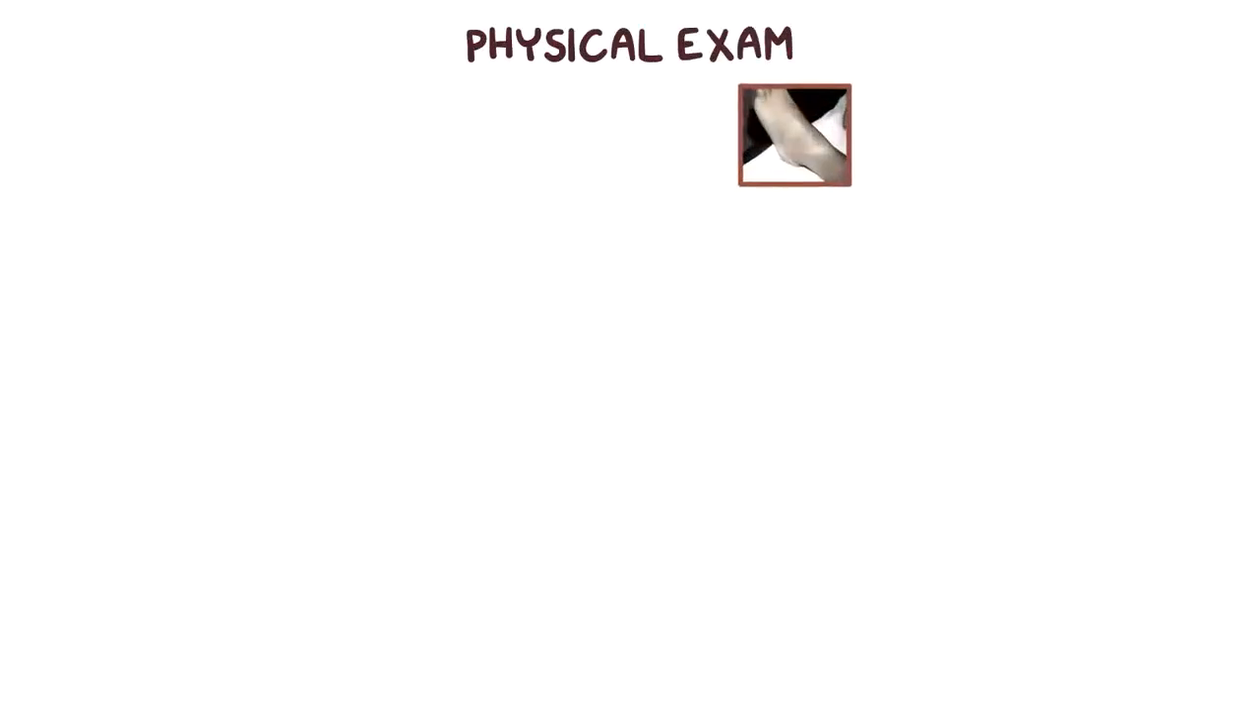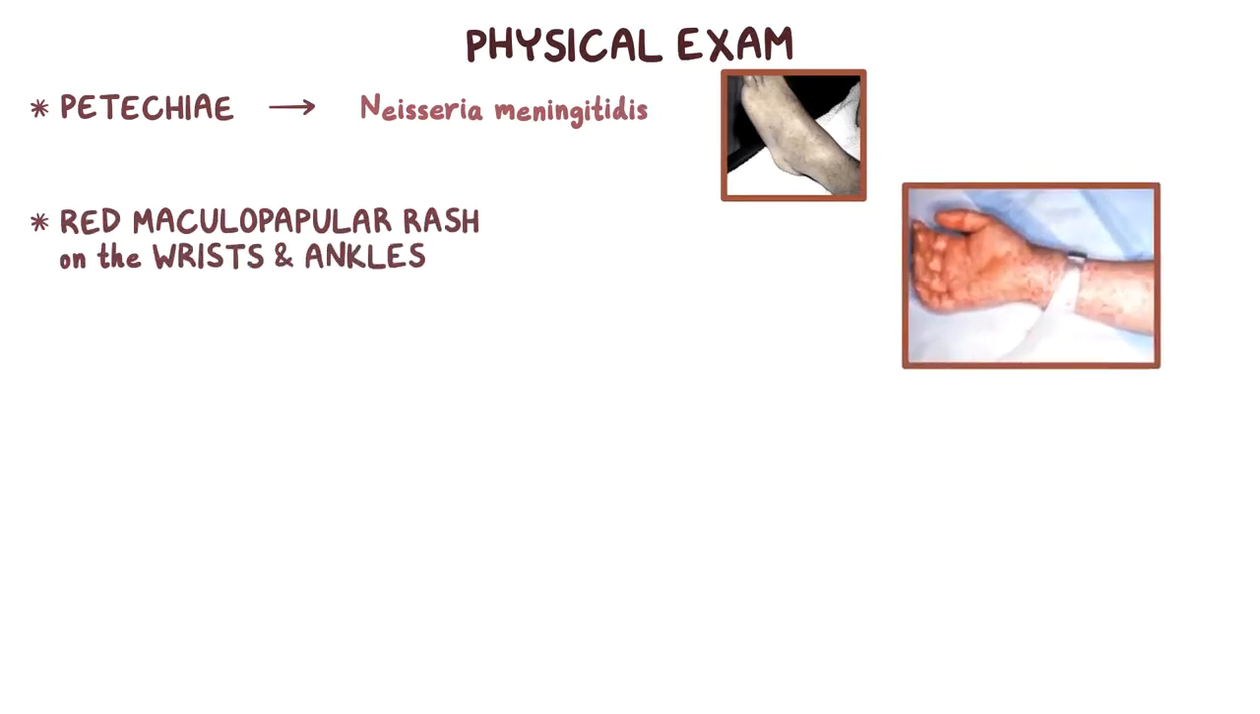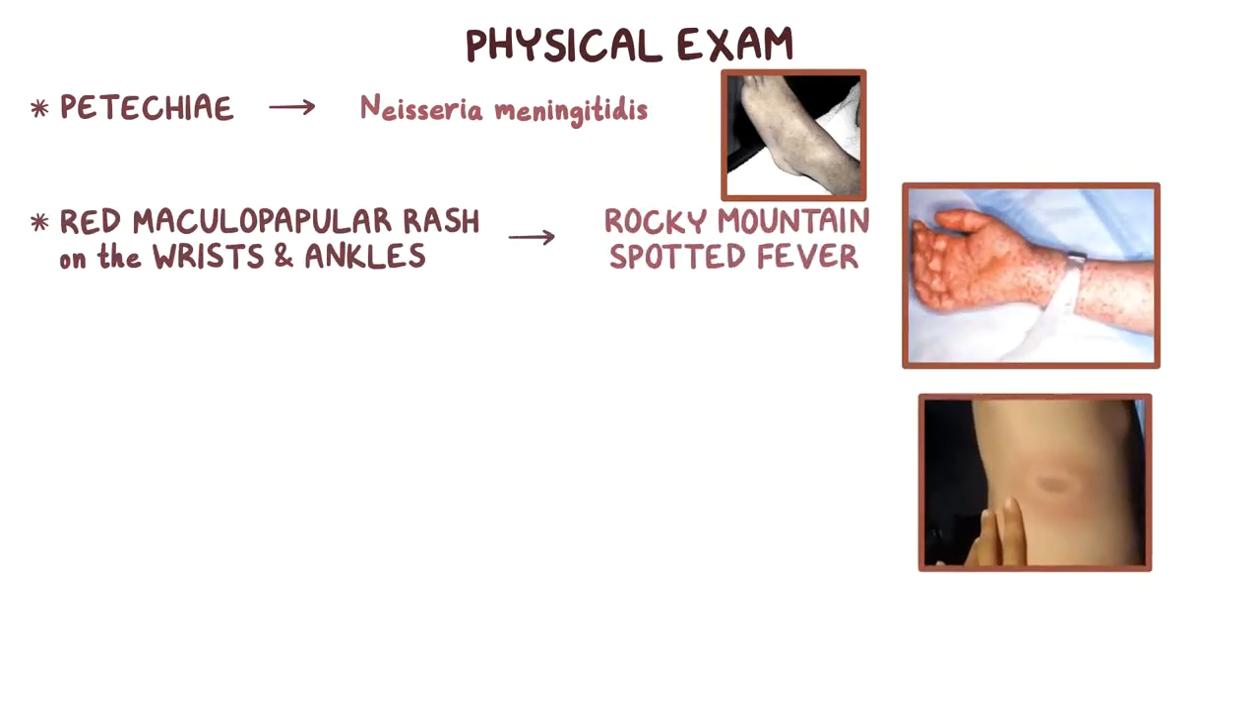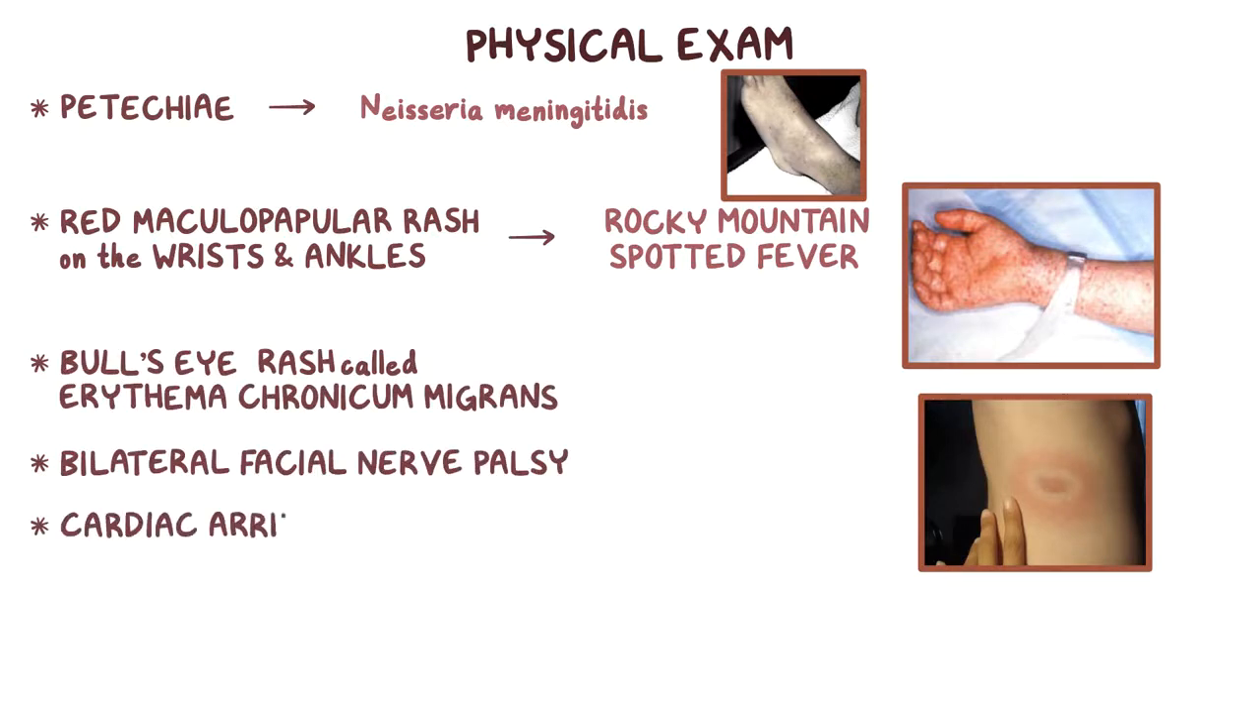Additionally, some clinical clues on physical exam may point towards a specific cause. For example, petechiae are characteristic of Neisseria meningitidis. A red maculopapular rash on the wrists and ankles that spreads towards the body may indicate Rocky Mountain spotted fever. A bullseye-appearing rash called erythema chronicum migrans, bilateral facial nerve palsy, or cardiac arrhythmias like atrioventricular node block point towards Lyme meningitis.